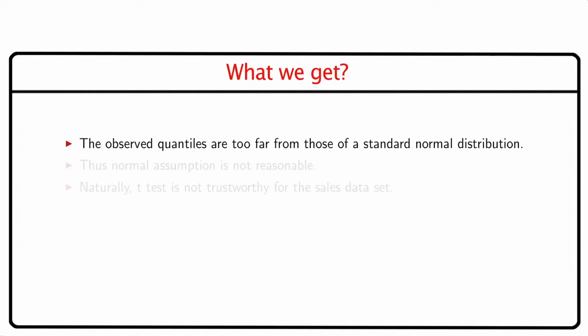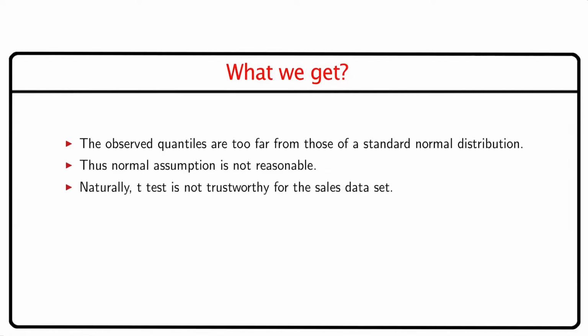We find that the observed quantiles are too far from those of a standard normal distribution, and hence the normality assumption is not reasonable. The t-test is not trustworthy for the sales dataset. So we have obtained a p-value of 0.54, which is not significant to reject the null hypothesis. But the p-value is not valid as the distributional assumption is not validated.